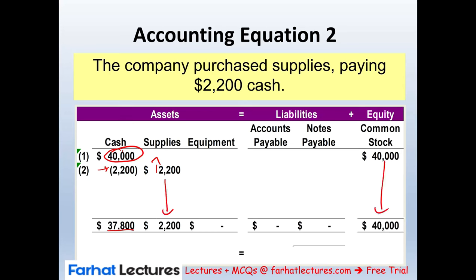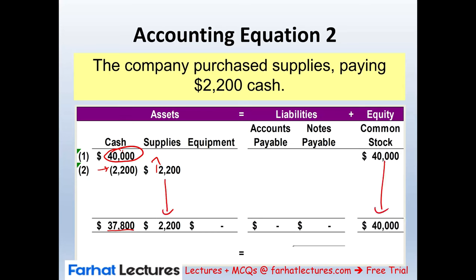Farhat Lectures provided consulting services to a customer and received 4,500 cash right away. So what happened is this. We did some work, consulting services. So what did we give up? We give up work. We give up our time. We give up our expertise. What did we get in return? 4,500 cash. Cash is an asset and we have more of it.